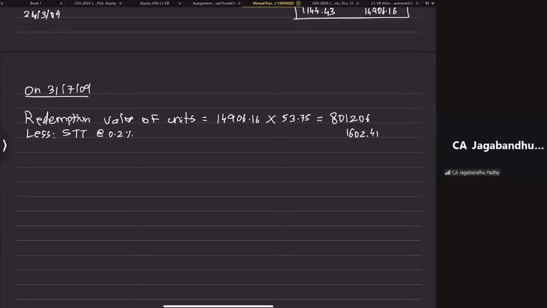Then from this, obviously this will be subtracted and this is going to be our net amount received. This is the net amount received on redemption. But again, this money which I have received after reduction of the STT, I won't be able to take this money entirely with me.